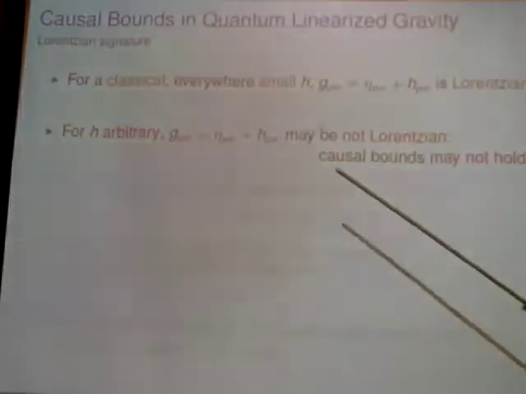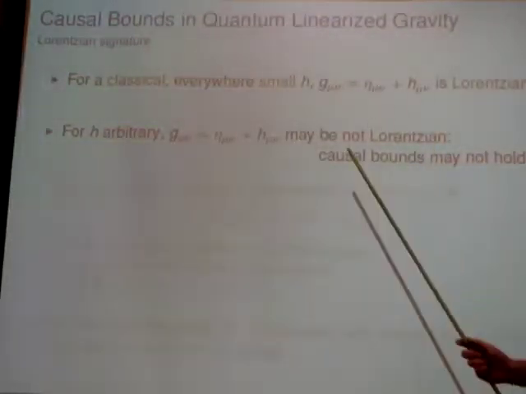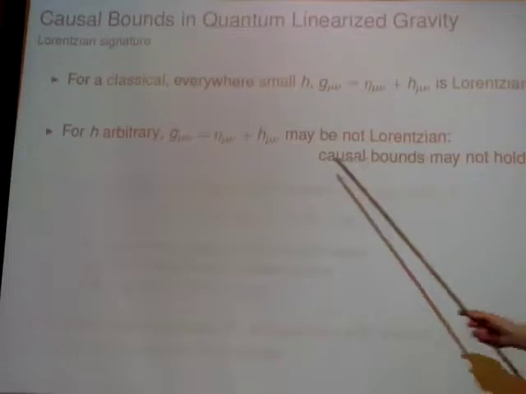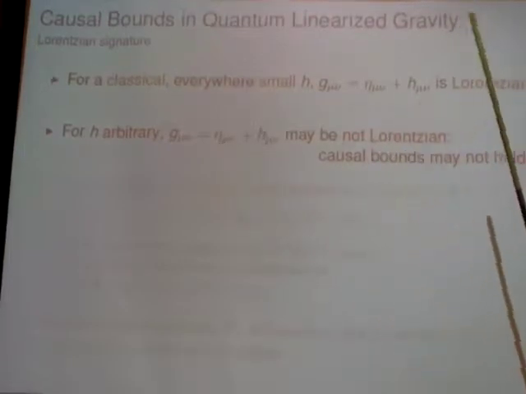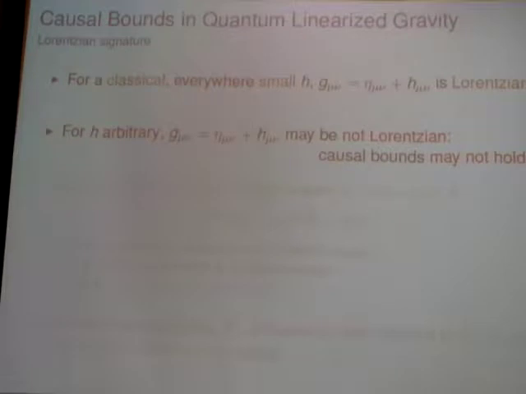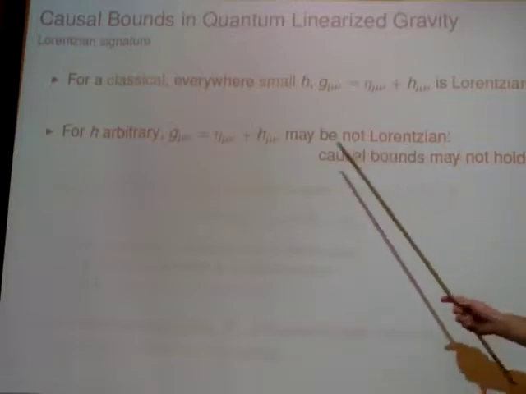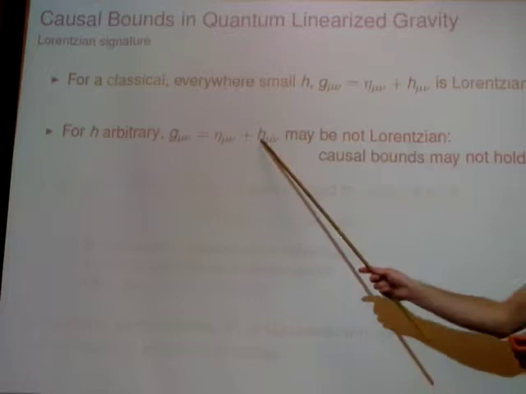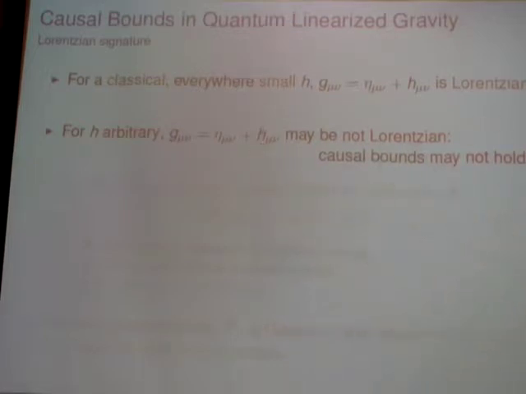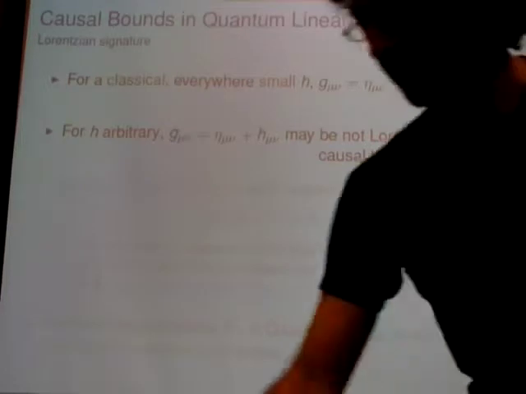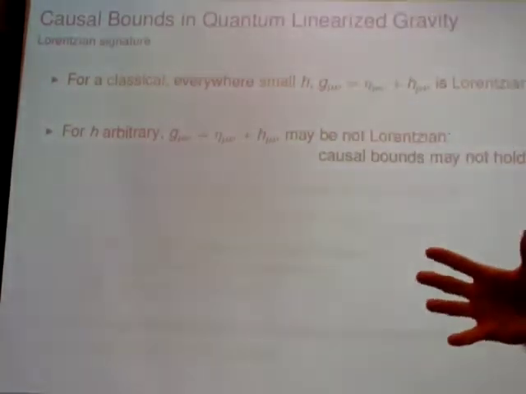However, if such a restriction on the amplitude of h is not imposed, then this combination need not have Lorentzian signature, right? So it means that there may be results in perturbation theory, if h is not restricted in amplitude, that do not respect the causal inequalities that I derived earlier. Okay? And something like that happens in quantum theory. And let me show you how.